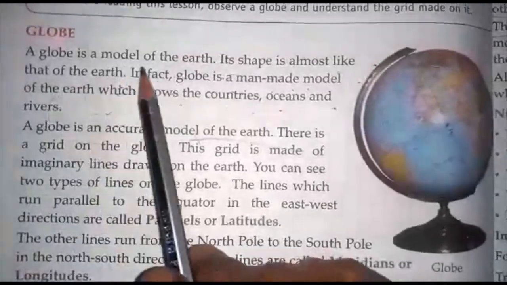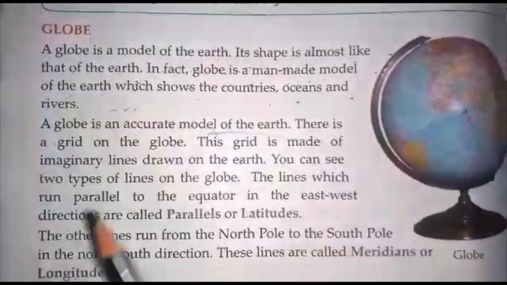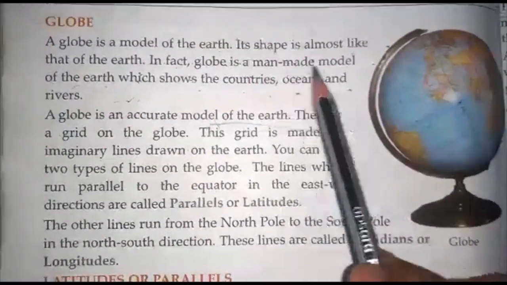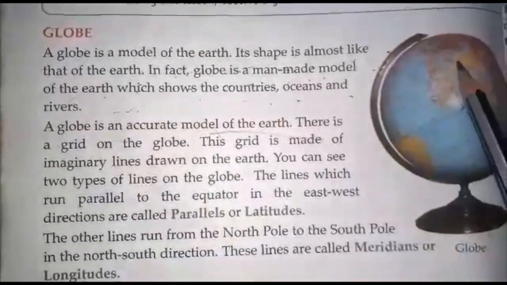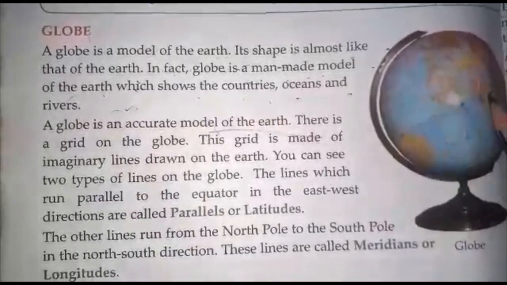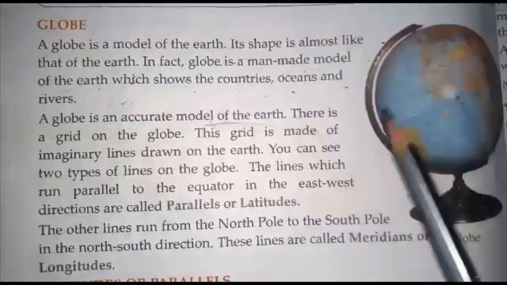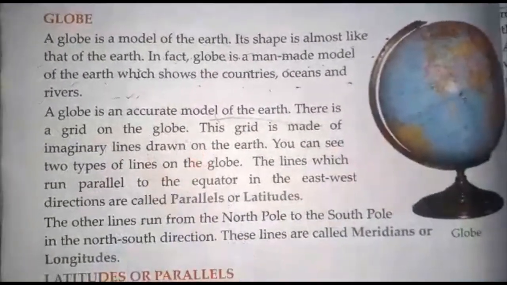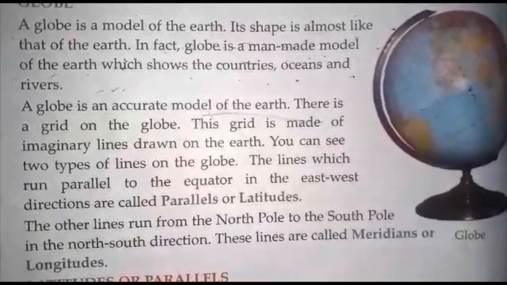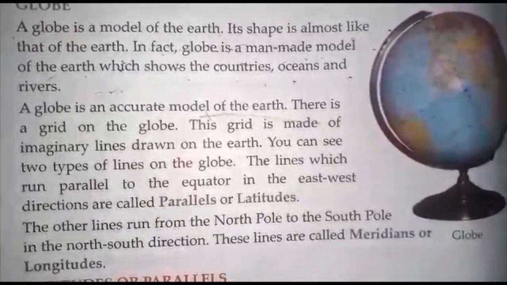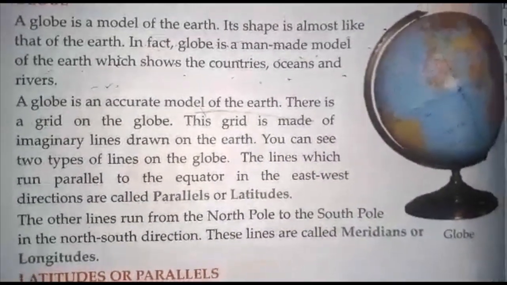A globe is a model of the earth. Its shape is almost like that of the earth. In fact, a globe is a man-made model of the earth which shows the countries, oceans and rivers. A globe is an accurate model of the earth. There is a grid on the globe. Do you know, students, what a grid is? A grid is a pattern of straight lines that cross each other to form squares.